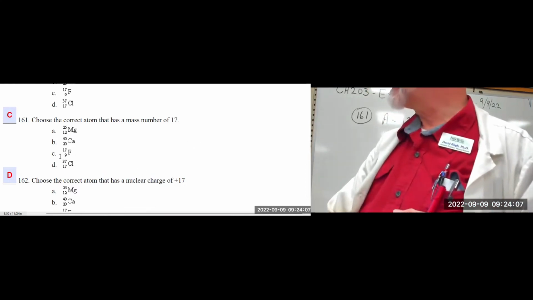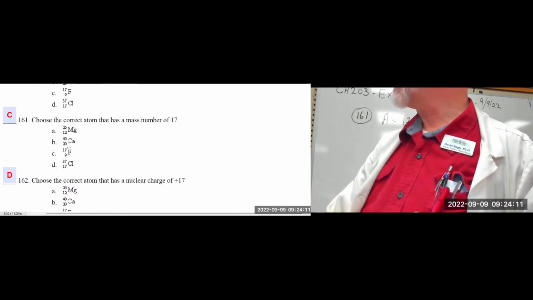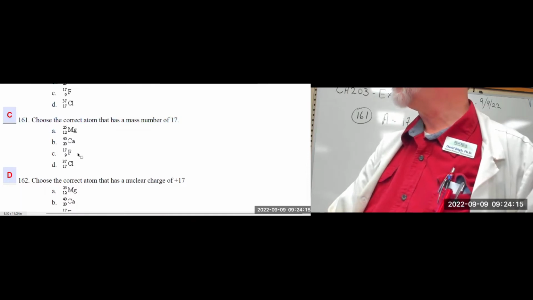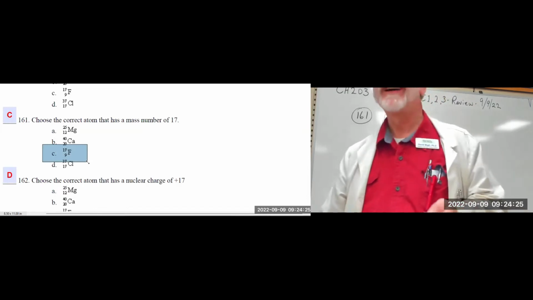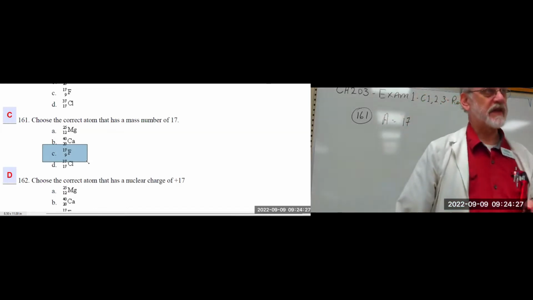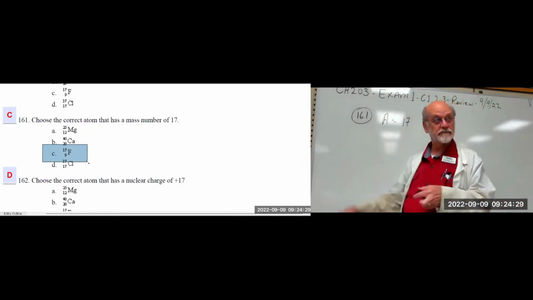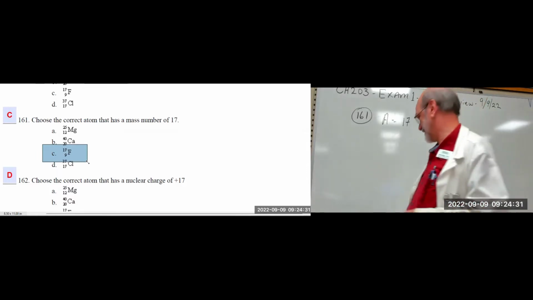And that leaves this one out. None of these even come close. That one looks like it's probably, I can't highlight it. There it is. There you go. Fluorine, 17 in that position. Okay.